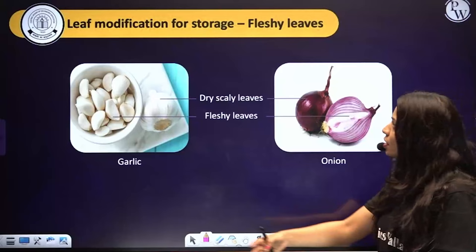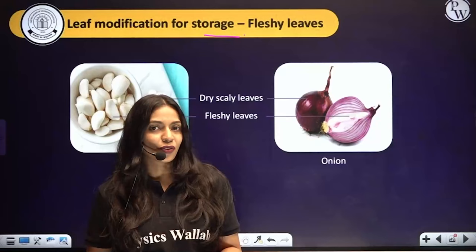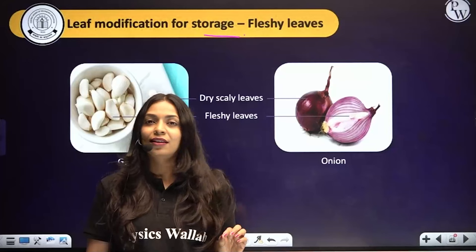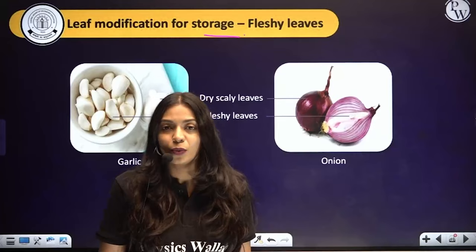Here, the leaf is modified for storage. We've learnt about storage as a modification in stem, in root and leaves. In root, we learnt about taproot modification in case of carrot, turnip, sweet potato. Stems modification, we learnt about the examples of potato, ginger, tamarind, zameenkhand and colocasia. Over here we are talking about leaf modified to store food, which you can see in garlic and onion.